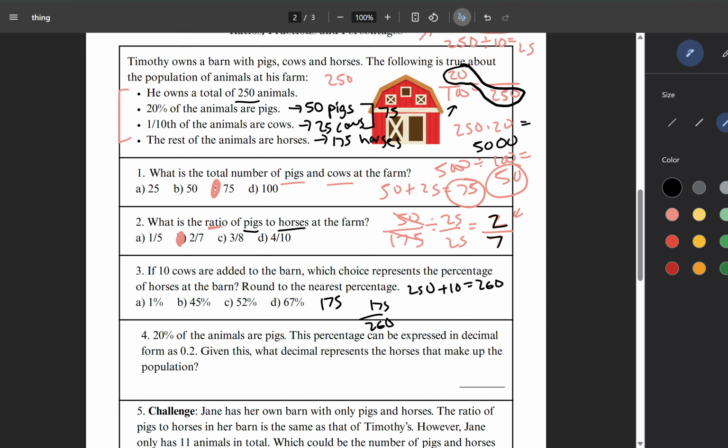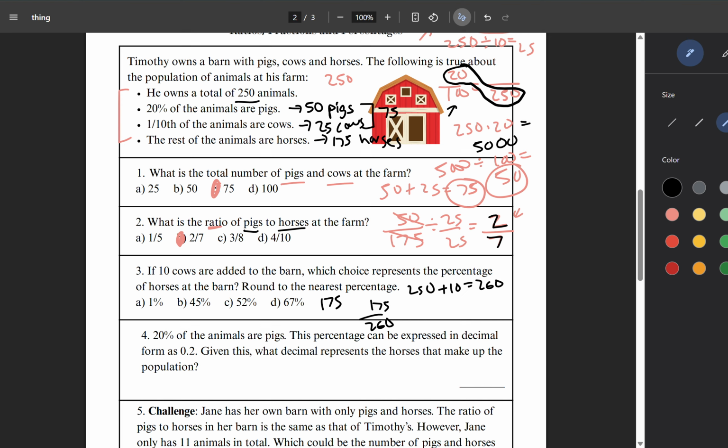Now I want to ask you a question. What does that mean about the amount of horses there are in comparison to the rest of the animals? Is the ratio of the number of horses to the number of animals now greater, less, or equal to what we had before? It would be less than, because now that we're adding cows, that means that horses are a smaller part of the entire population. It was first part of the 250 animals, but now it's just part of the 260. So there are 10 more animals, and none of them are horses. Think about that for a second. Let that sit with you, because that is a very, very important thought.